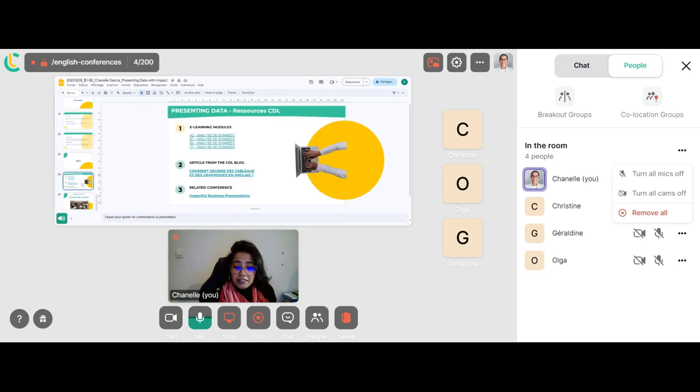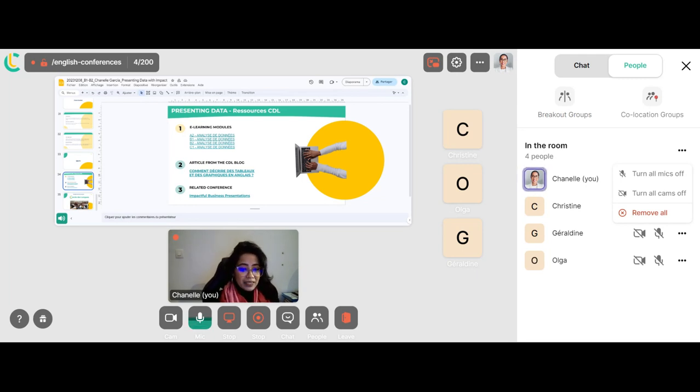So for a final look, we have e-learning modules that are available for you. So besides the presentation that you will receive after the conference, we have the analysis of figures, which is level A2, B1, B2, and C1. So if you feel like you are at a B1 level, it's great. You can try A2 and you can move up to test the level of difficulty for yourself.